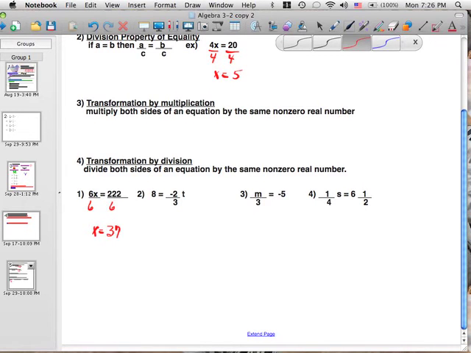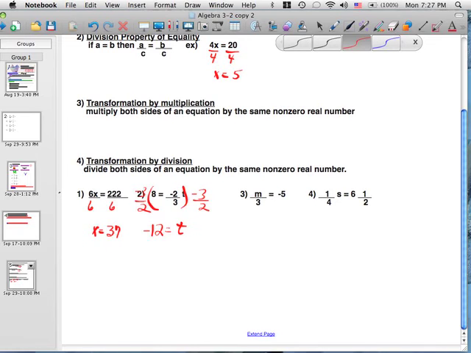In this problem here, we want to get rid of the negative 2/3, so I'm going to use transformation by multiplication. I'm going to multiply both sides by negative 3/2, the reciprocal. So 2 goes into 8, 4 times negative 3 is negative 12, and the negative 2/3 and the negative 3/2 cancel since they're reciprocals, and I get the answer is negative 12.